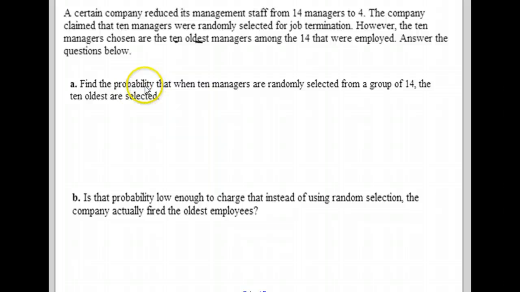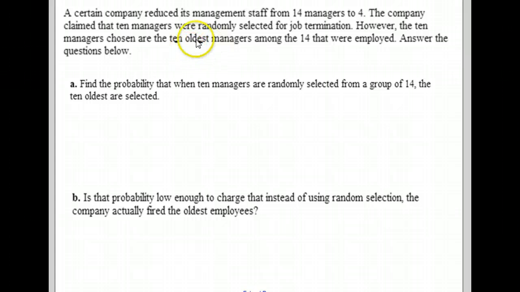Alright, so if you think about it, what we're being asked to do here is a classical probability, meaning we have to compute the number of ways the 10 oldest can be let go and divide that by the total number of ways that 10 people out of 14 can be let go. Well, the number of ways that 10 people out of 14 can be let go doesn't have anything to do with the order that they're let go in. So the denominator here is going to be an nCr combination.